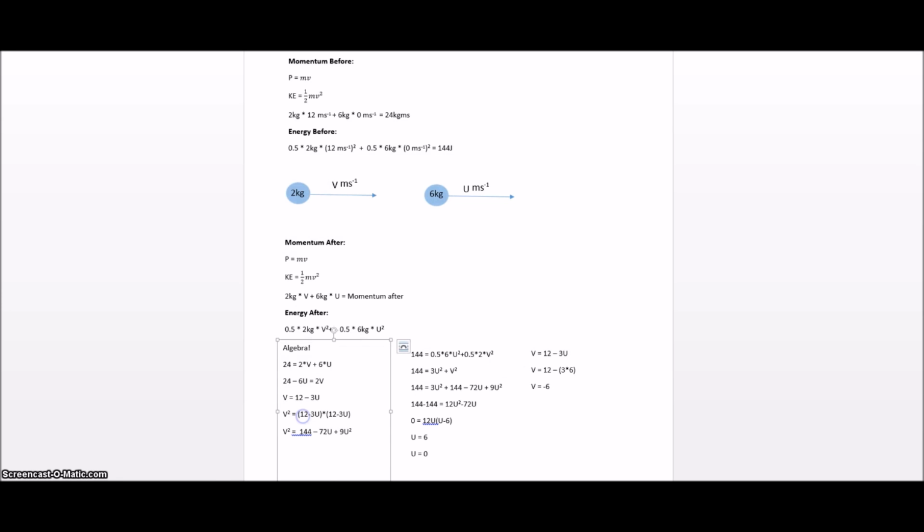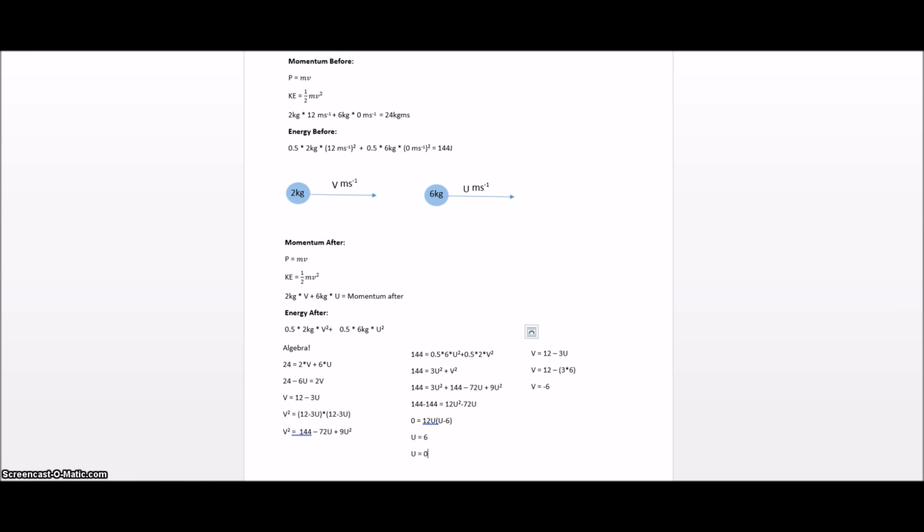And so I square both sides of this equation, and I get v squared is equal to 144 minus 72u plus 9u squared. So I'll put that in place of the v squared here, and I get 144 equals 3u squared plus 144 minus 72u plus 9u squared, by just putting this into here. So 144 minus 144 equals 12u squared minus 72u. And then factorizing that, we get u is equal to 6 and u is equal to 0.